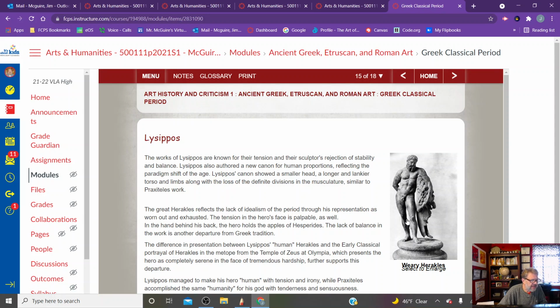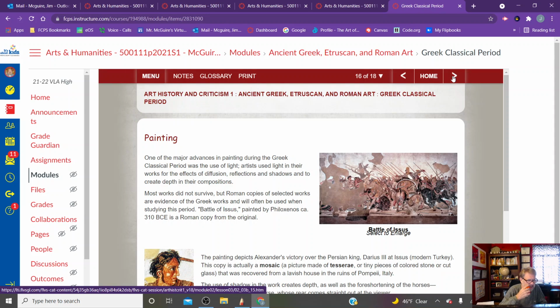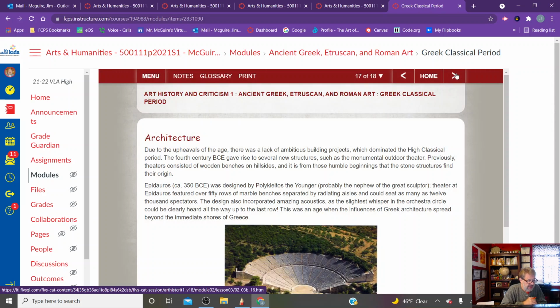Why is this sculpture of Hercules important? But why is it important as it reflects these artistic styles more so even than where its place was in society. Painting, you're going to want to know about Alexander the Great and all that good stuff, and why is he so great, and how was he depicted in art.